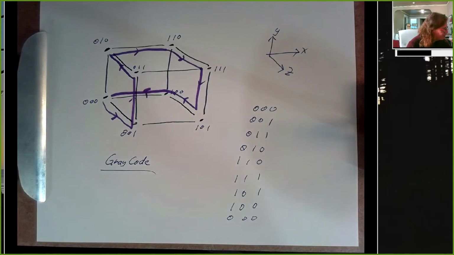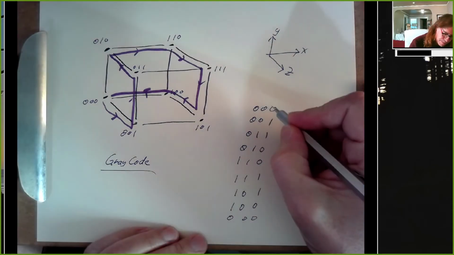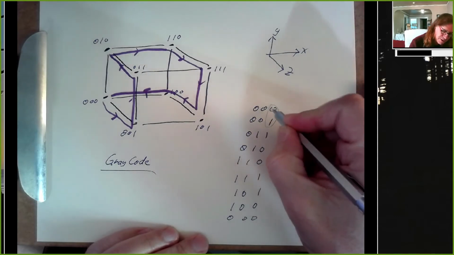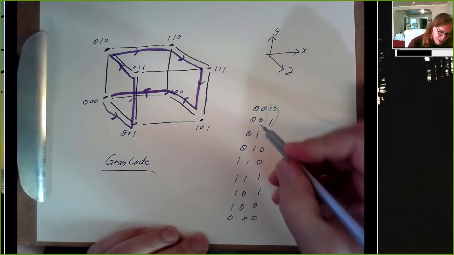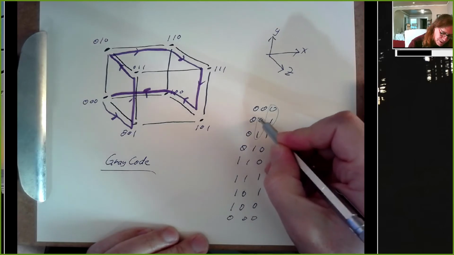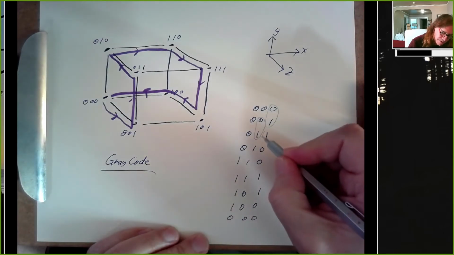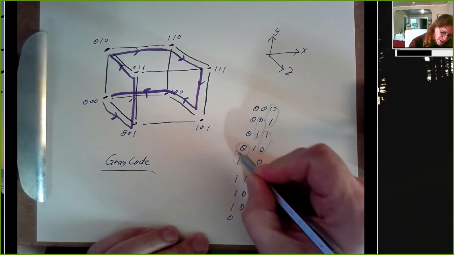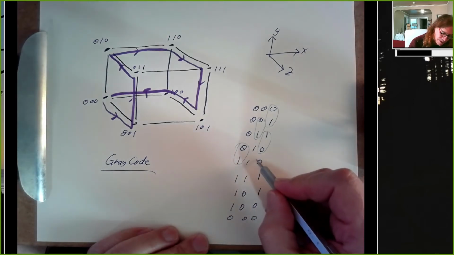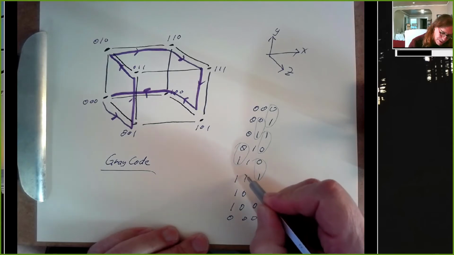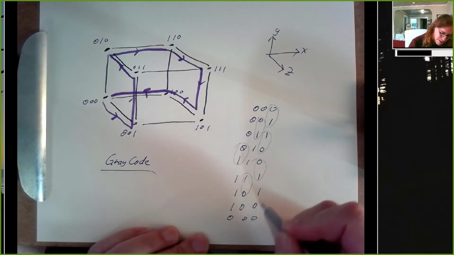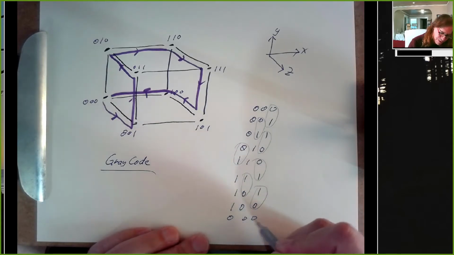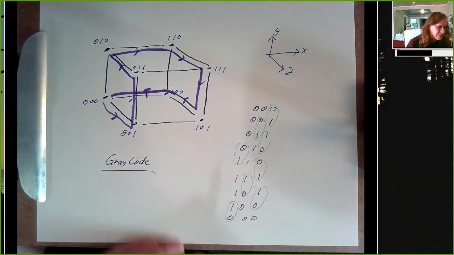So the property is that from this first number to the second, this is the only change. From the second number to the third, this is the only change. From the third to the fourth, this is the only change. Fourth to the fifth, this is the only change. And then from here to here, this changes. From here to here, this changes. And from here to here, this changes. And from there to the last number, only that changes.